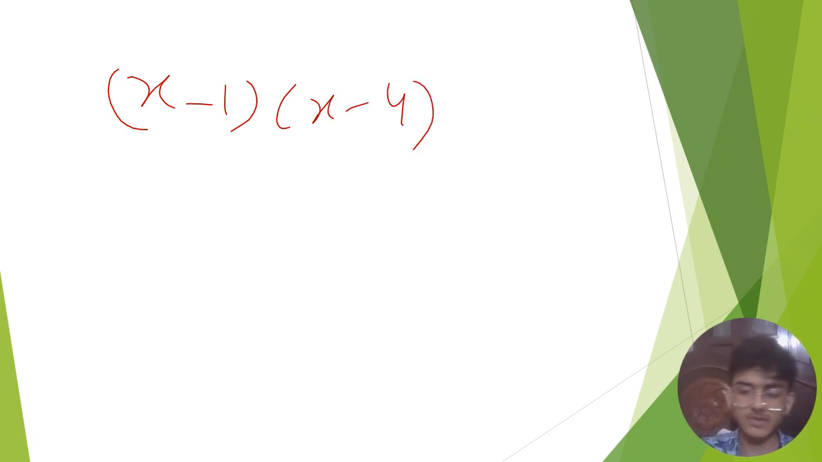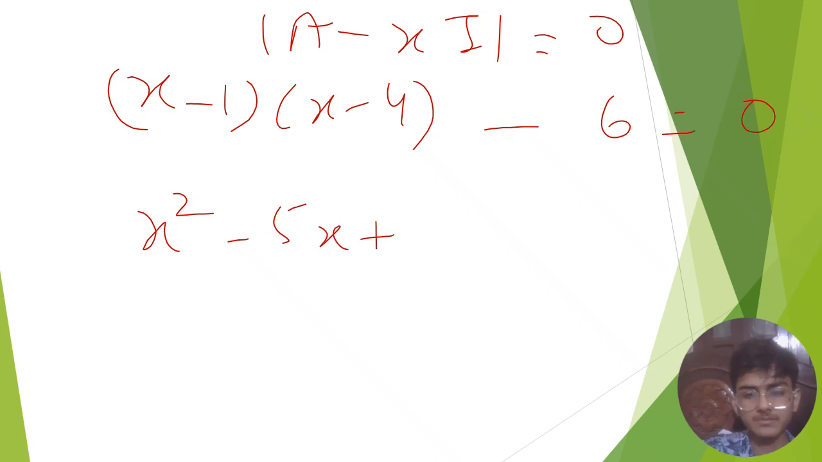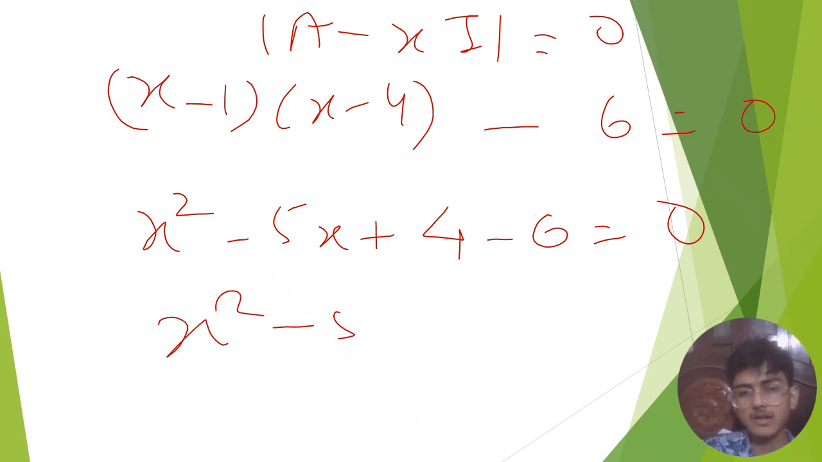minus 6 is equal to 0. This is the determinant of A minus xI, right? Now just solve this quadratic. Just expand it, and you will get x squared minus 5x minus 2. Now this is the equation which you finally get.